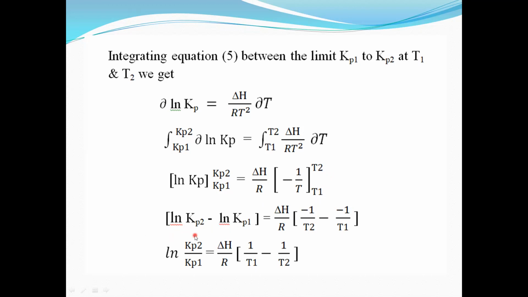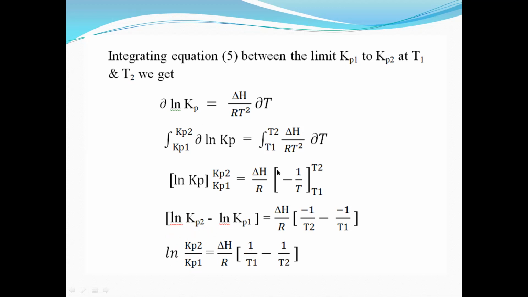Now use the formula log m minus log n, so it becomes log m divided by n. So what does the equation become? ln kp2 divided by kp1 is equal to delta h upon r.